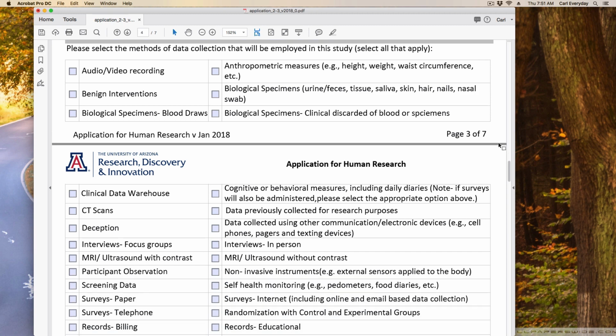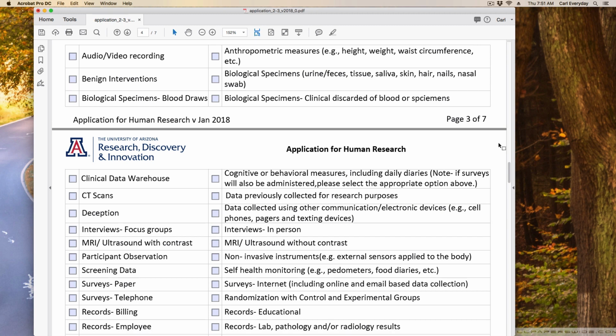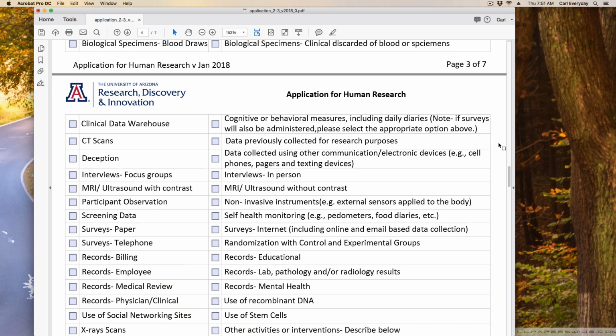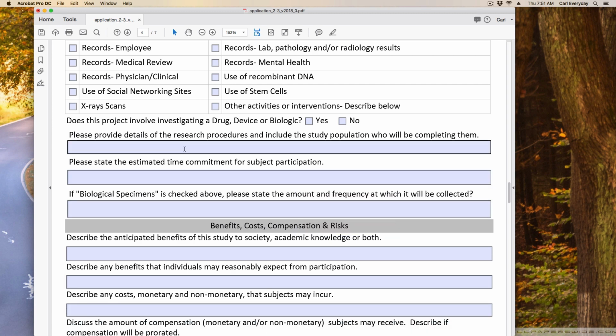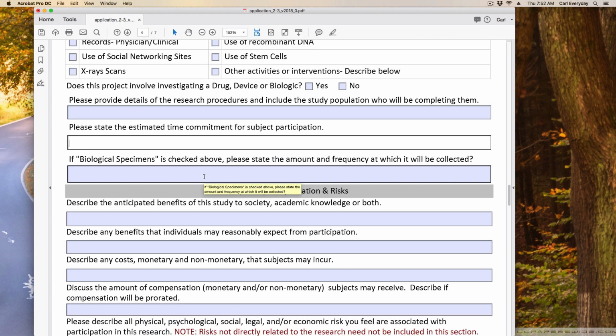Please select the methods of data collection that will be employed. This goes on for quite a long way. In most single subject studies, you would be clicking on participant observation. Down here is where you actually put in the details of the procedure. So you just go to the procedure section of your proposal and drop those things in here, right? Time commitment for subject participation. Got to estimate.